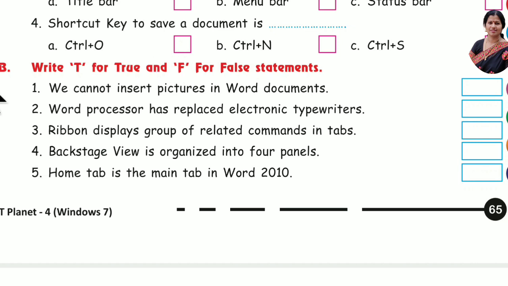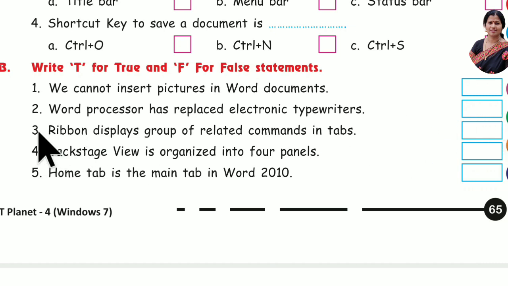Now B. Write T for true and F for false statements. Number 1. We cannot insert pictures in Word documents. No, that is false. F. Number 2. Word processor has replaced electronic typewriters. Yes, that is true. T.